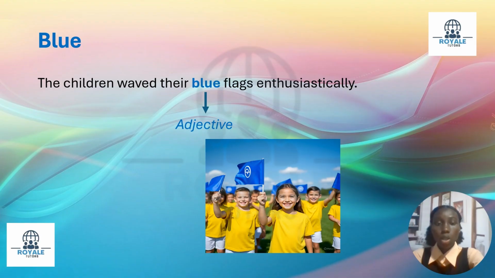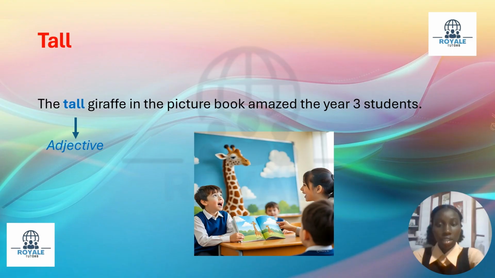Now if you look at the color of the flags, you would see the blue color, which is dominant, the blue color. Then we also have the white, curvy line, curvy curves. So now if you want to use it in a sentence, you can as well say the children waved the blue flags enthusiastically. So that is a way of using adjective in a sentence.